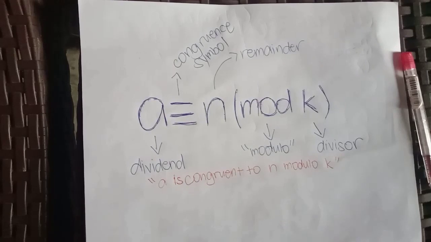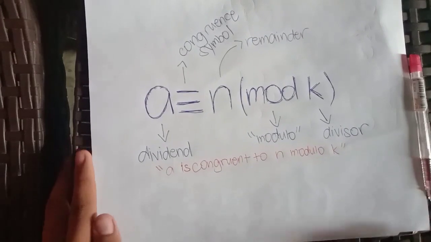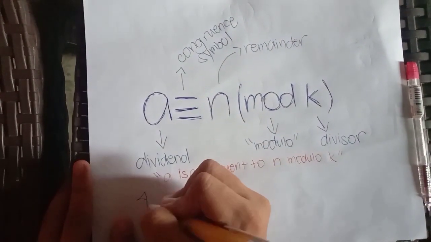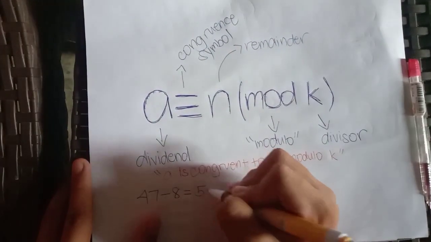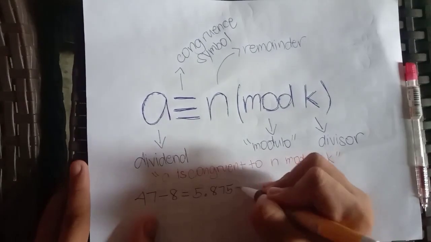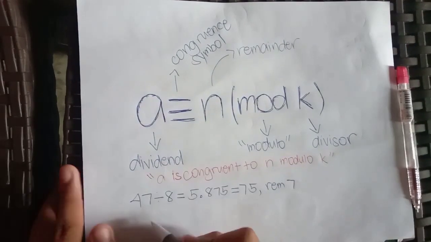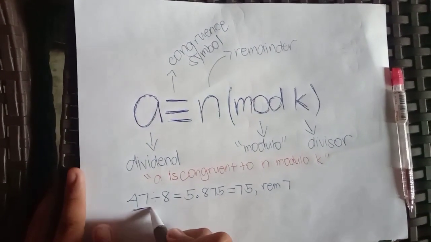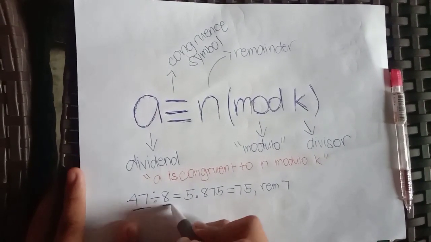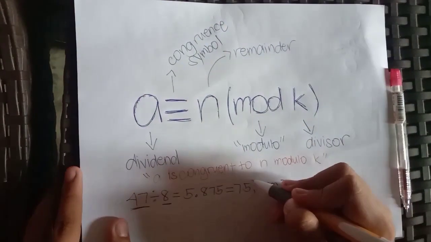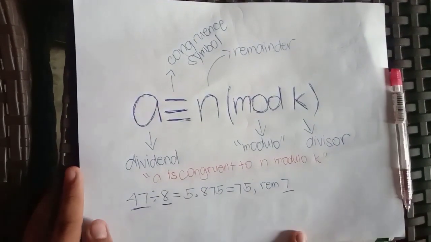So, how does this apply in whole numbers or integers? For instance, we have the given earlier, 47 divided by 8. It is equal to 5.875 or 5 remainder 7. Okay. So we have the dividend, 47, then the divisor, 8. We do not need the quotient anymore. And what we need is the remainder to complete the statement.